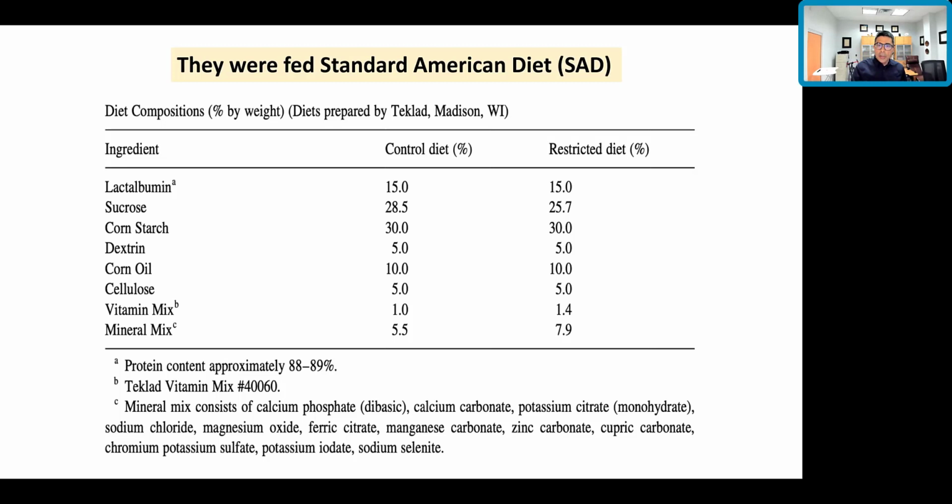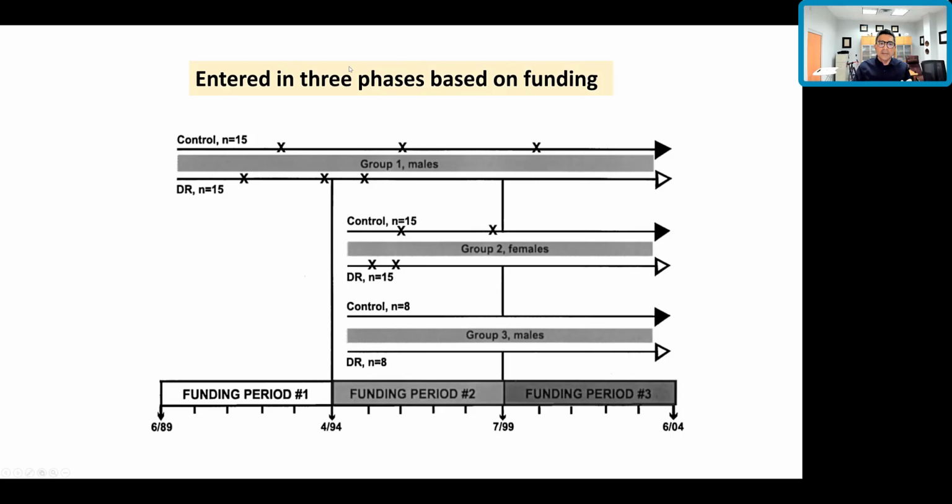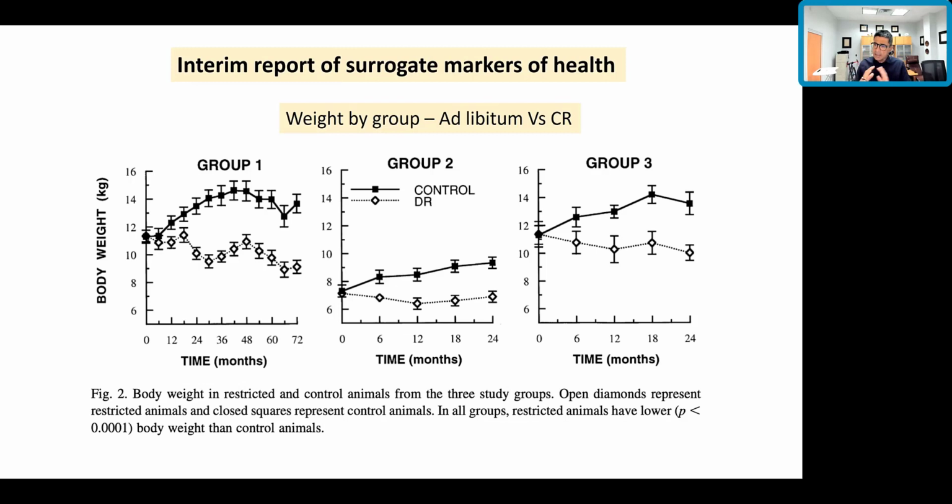The animals were recruited in three different phases. The first phase, this was because of funding. There was a period one in which they enrolled about 30 animals. Then another time they enrolled 30 animals that were mostly females, and then they enrolled another 8. So they ended up with at least 15 females in the ad libitum group and 15 females in the group that were calorie restricted. Now, as I said, this study was carried out for 20 years.